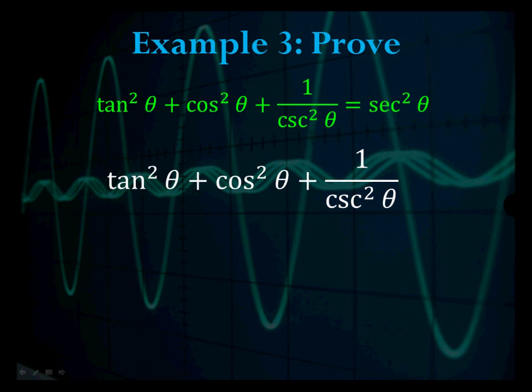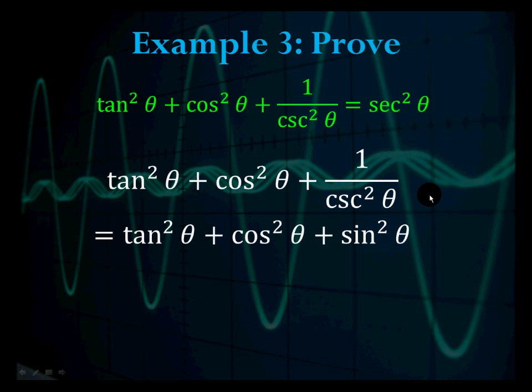First thing you're going to want to do is convert things into sine and cosine. So tangent squared plus cosine squared plus sine squared equals what we started with, because we can convert 1 over cosecant squared to sine squared. Well, look at this. Cosine squared plus sine squared equals 1. Oh, look at this. Tangent squared plus 1 is secant squared. So in this case, you just had to convert this one into a sine squared. You didn't actually have to touch the other two.